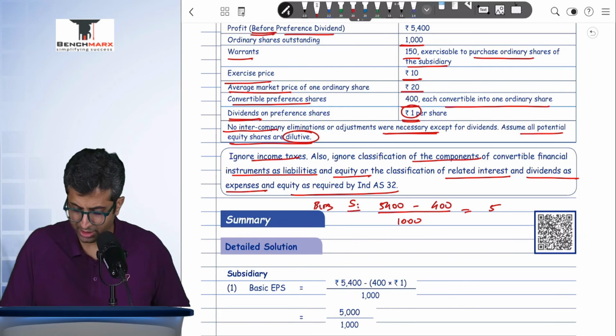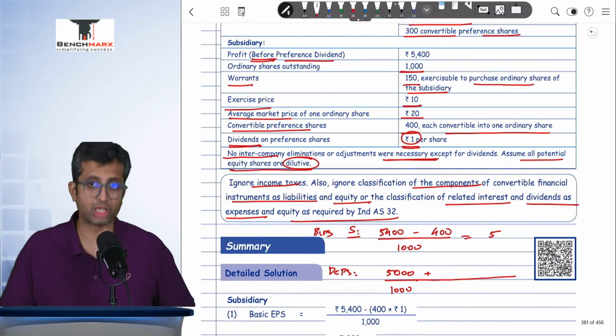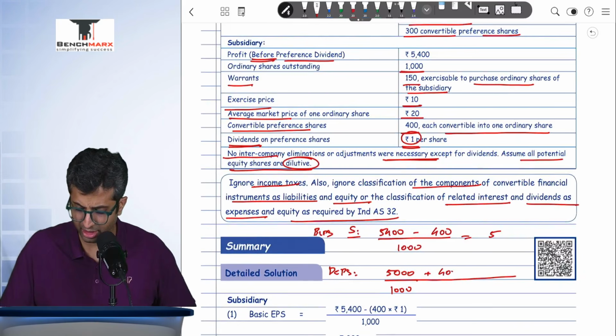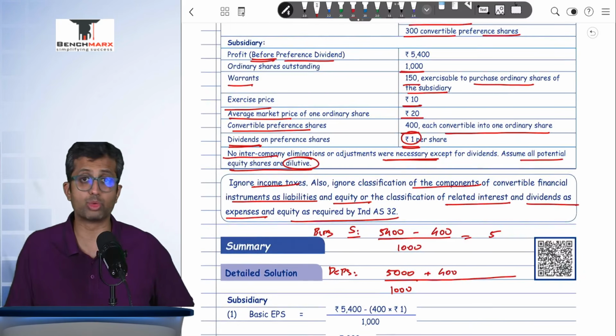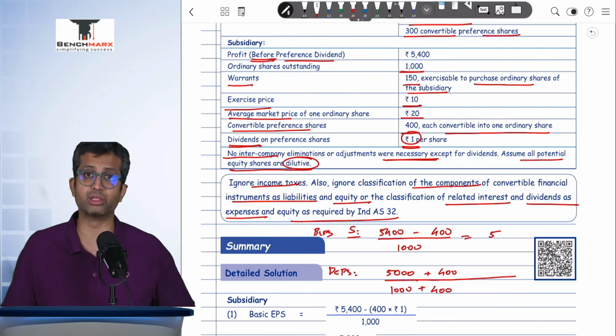Now if I look at the subsidiary's diluted EPS. For diluted EPS, in the numerator I will start where basic ends, that is 5,000 divided by 1,000. To this, in the numerator you will add, well, if convertible preference shares are converted, can I say preference dividend will be saved? Yes. So 400 of preference dividend saved will be added in the numerator. Further, how many shares will there be on conversion? 400, that will be added in the denominator.